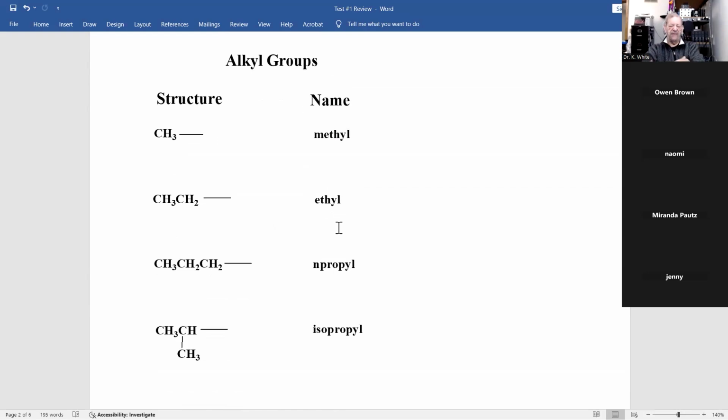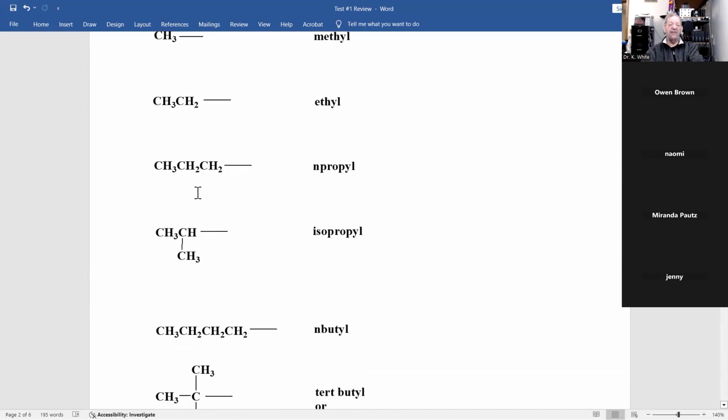Now, alkyl groups, which when we get into nomenclature, are what's left over after you name the main chain. CH3 bonded to something, that's what this line means, is a methyl group. 2 carbons is ethyl. Now, when you have 3 carbons, there are 2 possibilities. When the end carbon of the 3 carbons is bonded to the chain or the ring, that's n-propyl. When the center carbon of the alkyl group of 3 carbons is bonded to a ring or a long chain, that's called isopropyl.